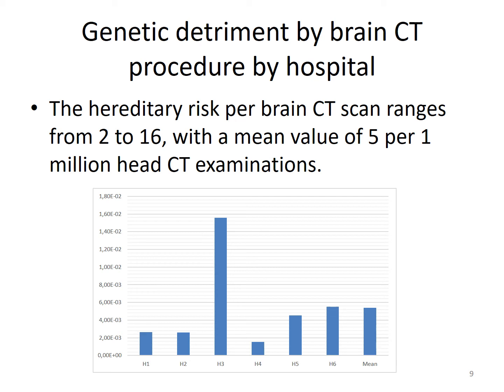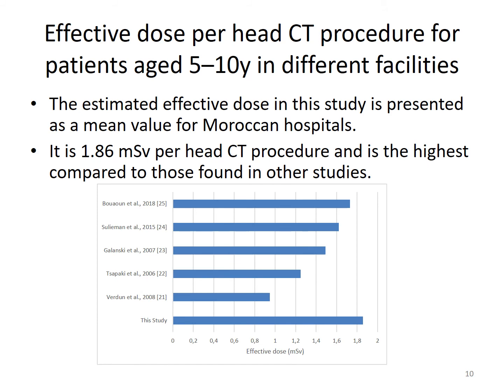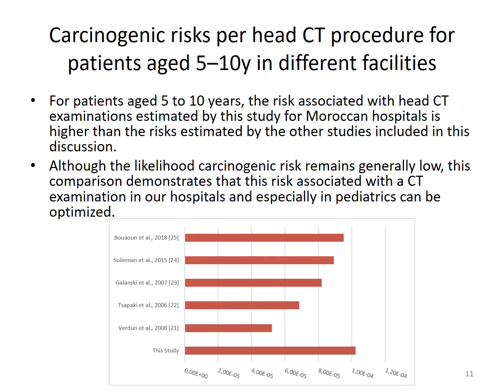So, the estimated effective dose in this study is presented as a mean value for Moroccan hospitals. It is 1.86 millisieverts per head CT procedure, and it is the highest compared to those found in other studies. For patients aged 5 to 10 years, the risk associated with head CT examinations estimated by this study from Moroccan hospitals is higher than the risk estimated by other studies included in this discussion.